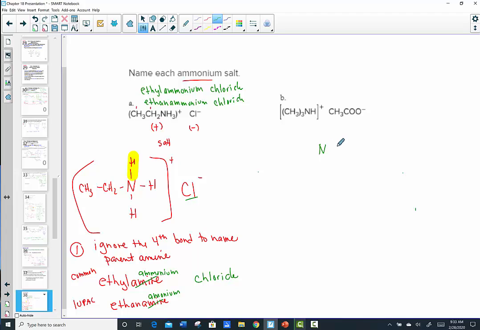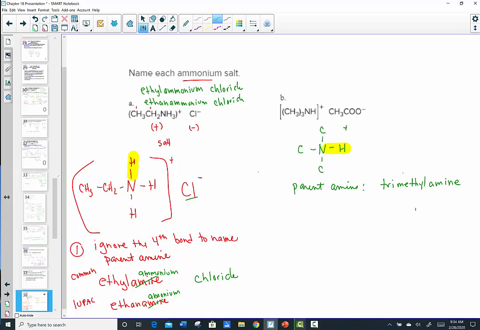Letter B has nitrogen attached to a hydrogen and 3 methyl groups. So that right there, again, it's a quaternary nitrogen, so you can see it has a positive charge. But to name this, we want to find the parent amine. So ignore the NH branch first. Ignore the 4th bond to name the parent amine. The parent amine in this case would be trimethylamine, and because all 3 groups are the same, that is its IUPAC name.